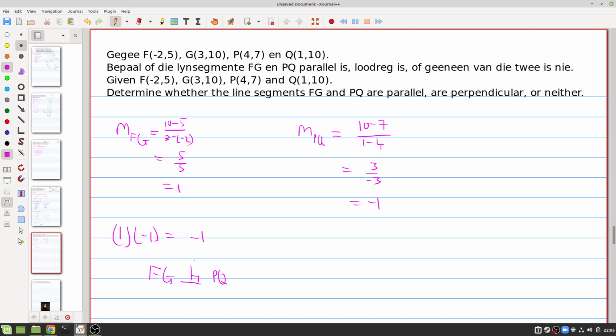FG is perpendicular to PQ because the product of their gradients is equal to negative 1.